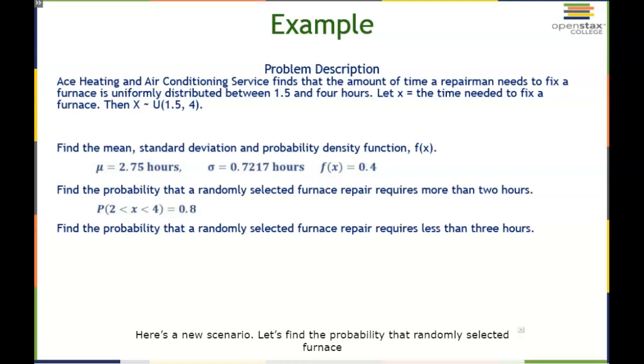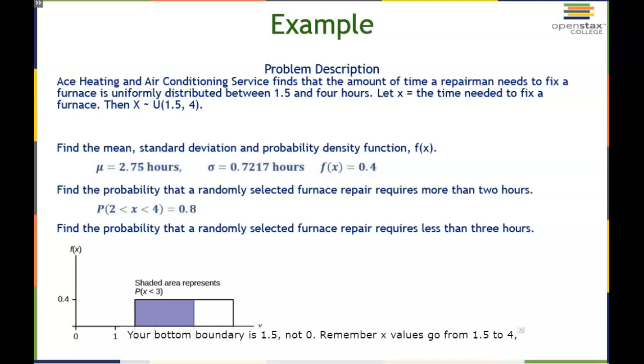Here's a new scenario. Let's find the probability that a randomly selected furnace repair requires less than 3 hours. Now, our bottom boundary is 1.5, not 0. Remember, our x values go from 1.5 to 4, but we only want to know less than 3 hours. So our minimum is 1.5, our maximum now is 3 hours.